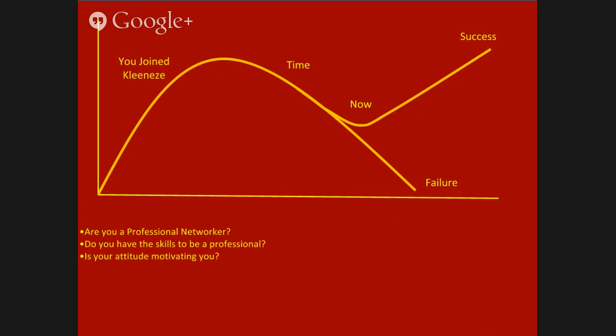Is your attitude motivating you to become professional? Because being professional takes a bit of effort and takes a bit of time, but it's something that you can all do. Are you committed to competence? And that's a word I really do like. Are you committed to competence, being the best you can be? But when is now the right time for you?